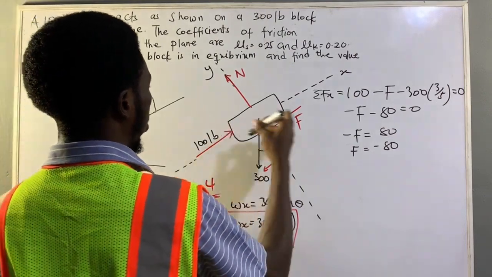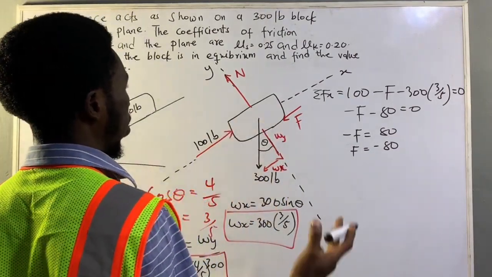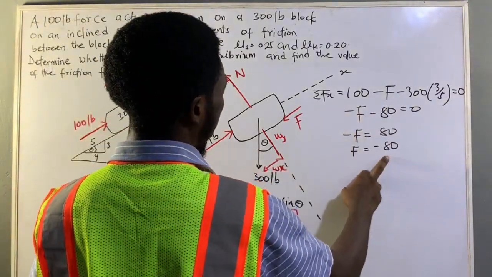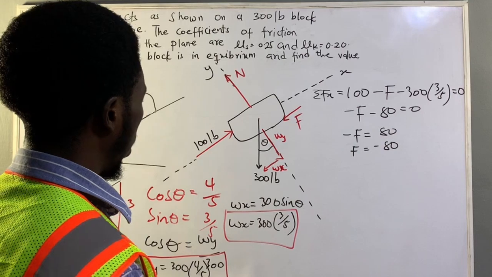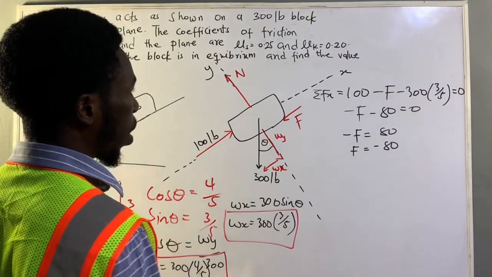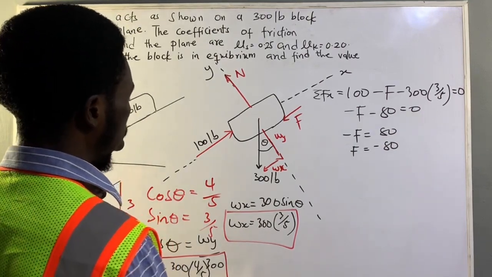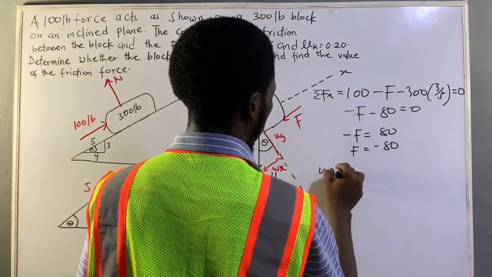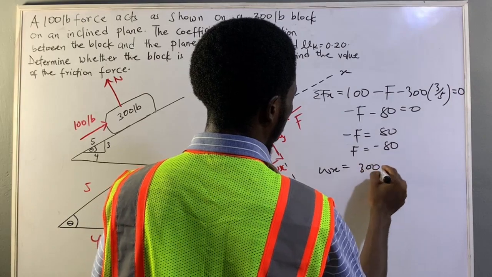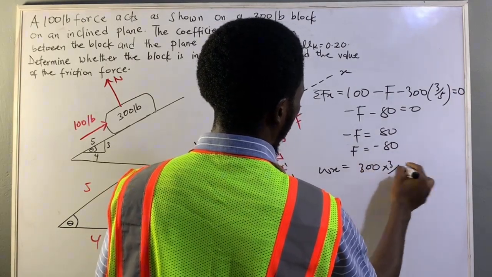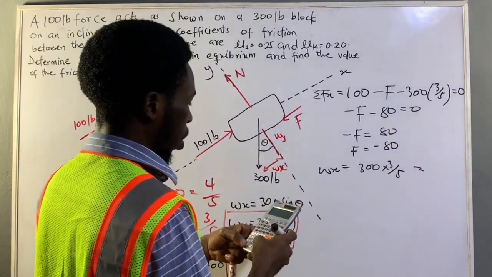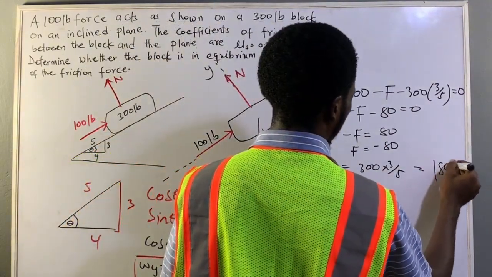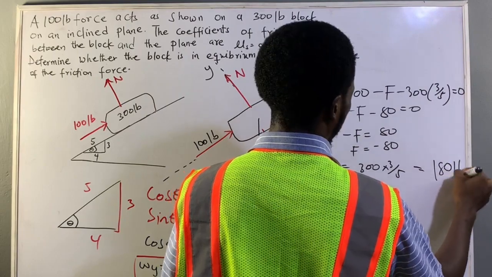So that means that for this system to be in equilibrium, before the S forces can balance each other, this friction force must be 80. So now let's look at something here. When we calculate for the S component of this weight force here, which is 300 times 3 on 5, let's see what you're going to get. 300 times 3 on 5 gives us a value of 180 pounds, right?